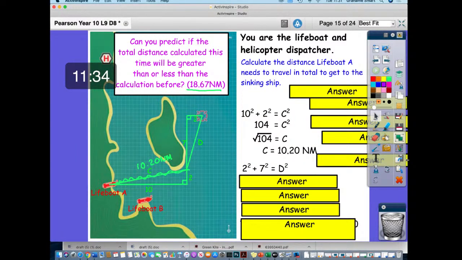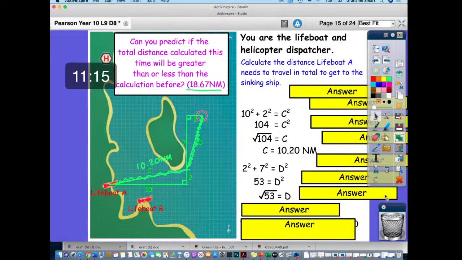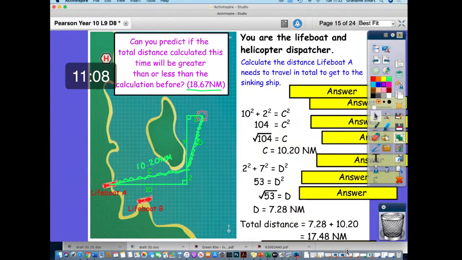So let's have a look at the second one. I'm calculating D now, which is this length here. I've already explained why I did the triangle this way round, just because I think it avoids confusion. 2 squared plus 7 squared is equal to D squared. So 4 add 49 is 53. Square root of 53, we get 7.28 nautical miles. And if we add these two together, we're going to get 17.48 nautical miles. And 17.48 nautical miles is over a nautical mile less than 18.67 nautical miles.